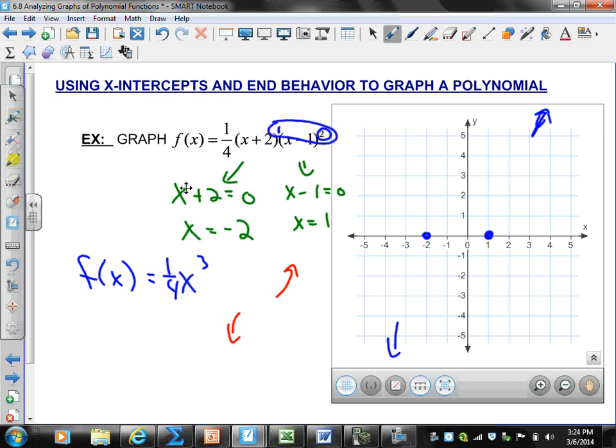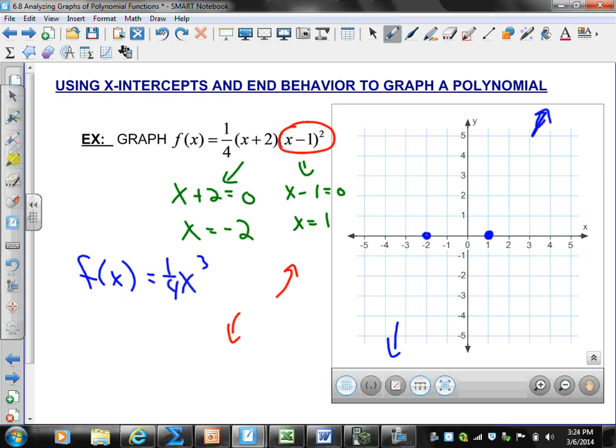Well, another thing I need to notice about this factor of x minus 1 is that it's squared, right? So that means that there's a double root happening at 1. So it needs to be bouncing off the graph at 1. It might be bouncing like this, or it might be bouncing like that. Well, we need to figure this out. Let's look at the end behavior. End behavior is going to give us a big clue here.